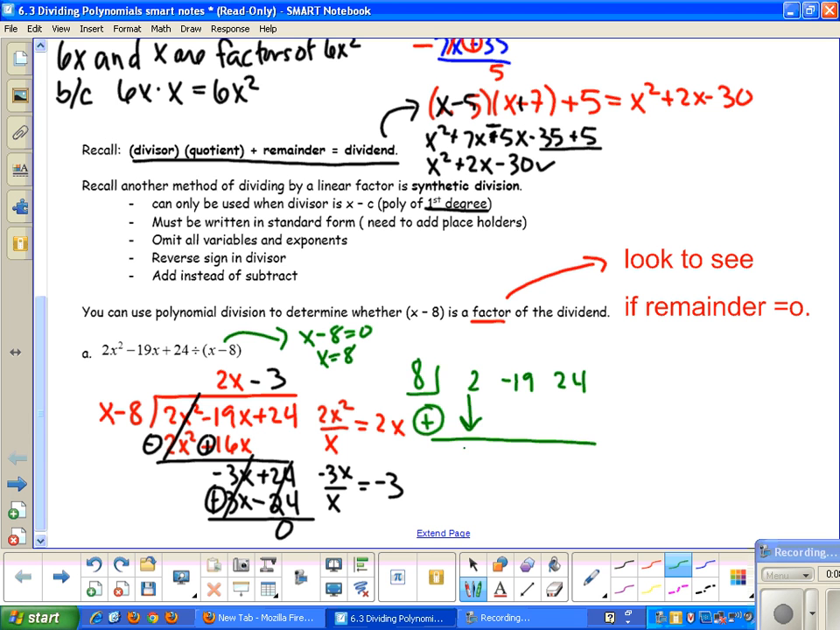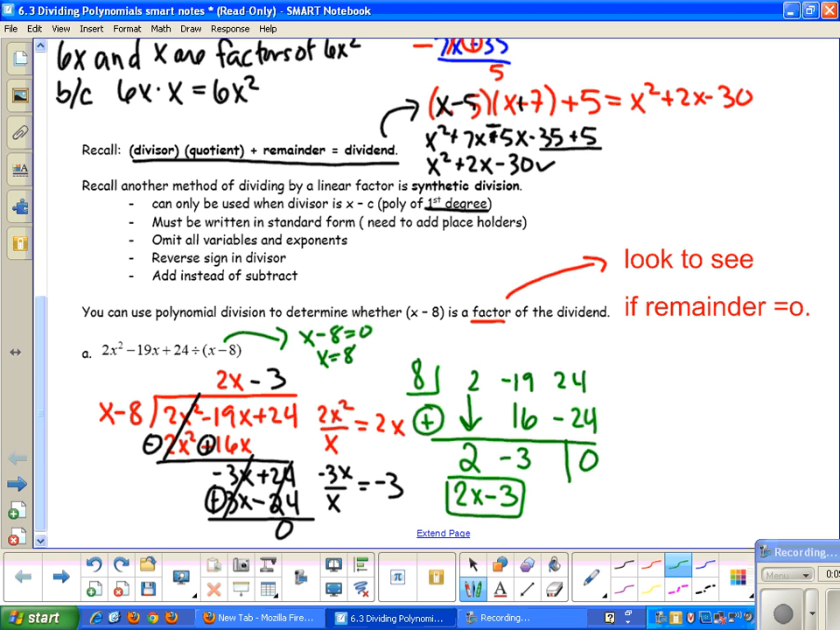Remember, you bring the first number down. 2 times 8 gives me 16. Add these two numbers together. And then negative 3 times 8 gives me negative 24. Add these two numbers together. Remember, the last number is your remainder, and then you add your x's back in. So if your dividend is an x squared, you do one less than that. So this would be 2x minus 3 for my quotient or my answer.